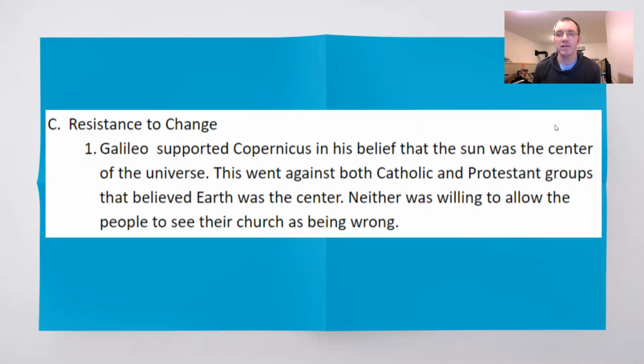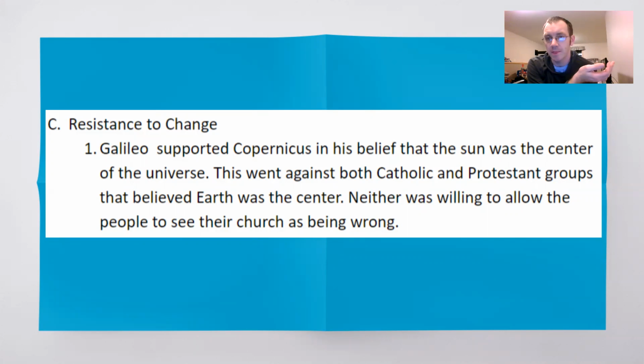So you have all this change happening, but not everybody's happy with it. Okay, for example, Galileo. Galileo supports Copernicus' idea that the sun is the center of the universe. The problem was this went against both Catholic and Protestant groups. They believed the earth was the center, and neither of them was willing to allow the people to see that the church was wrong.